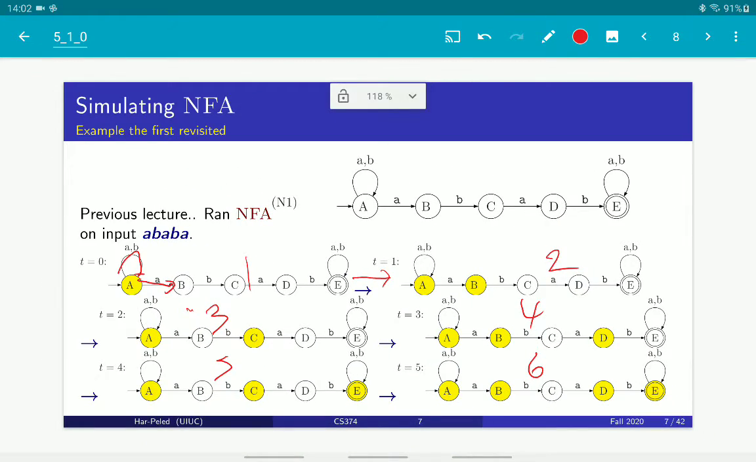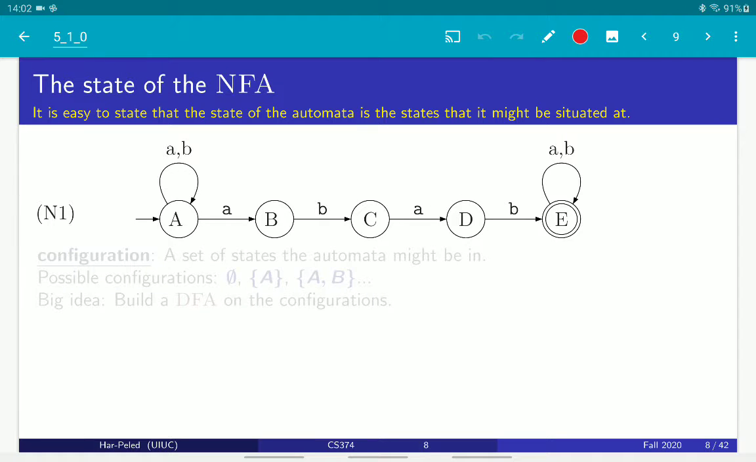If you think about it, at any given point in time when we simulate the NFA, what information do we need? If we want to state it in a clear way, the state of the automaton is the set of states that it might be in at any given point in time. What do I mean by that? At any given point in time, when we simulate the NFA, we have the set of states that it might be in, and that's the configuration that the NFA is in. This is the state of the NFA.